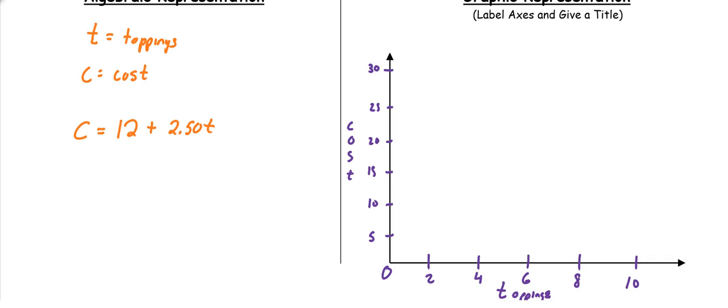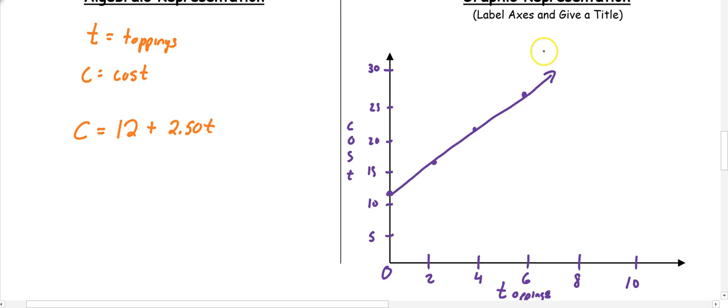So now when I go to plot my points, I know that a pizza that was 2 toppings was $17. I'm just going to kind of estimate where that point goes. A pizza with four toppings cost $22, and a pizza with 6 toppings cost $27. We also know that the first pizza with 0 toppings cost $12. So we can also put that point on our graph, and we can connect our points and add an arrow. And the last thing we have to do is give our graph a name. So we're going to call it Papa John's Pizza Special.